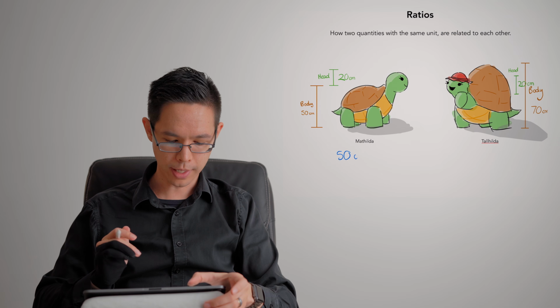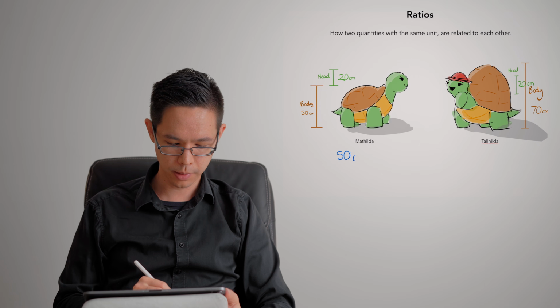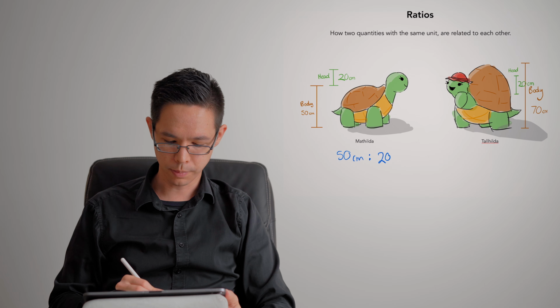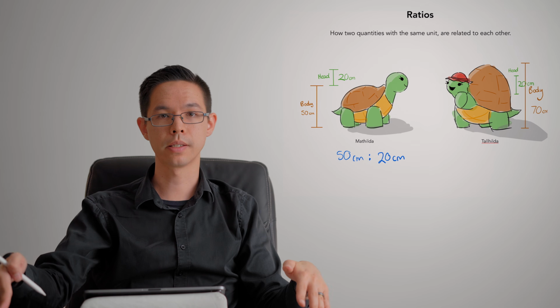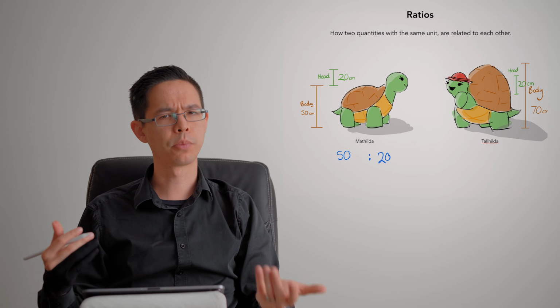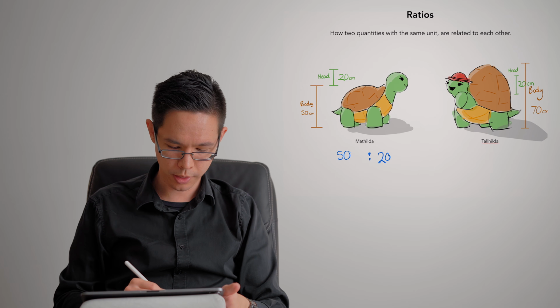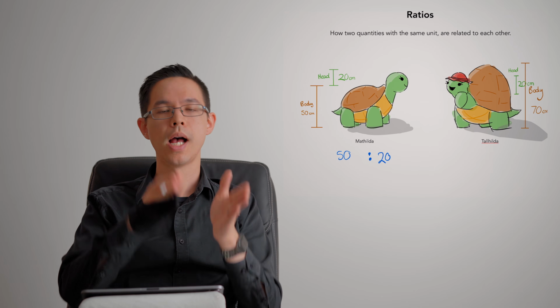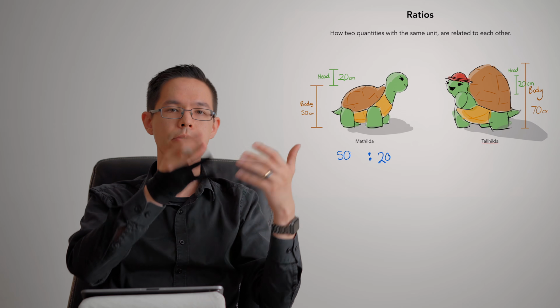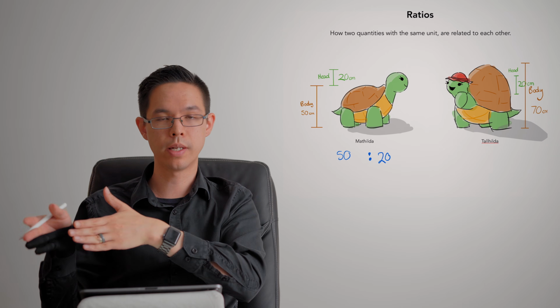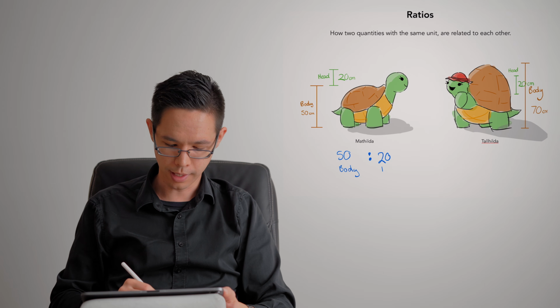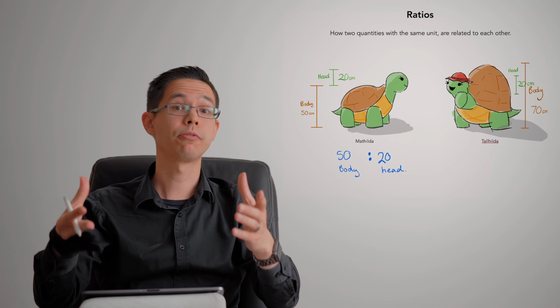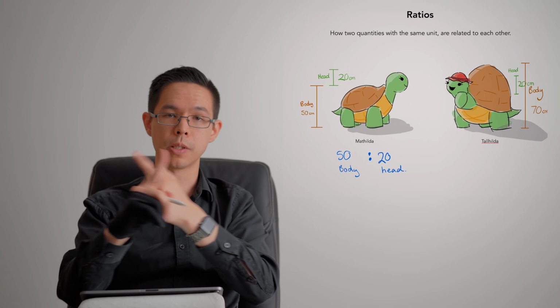We actually show ratios like this. 50 centimeters is to 20 centimeters. Now I just told you that with ratios we don't have units because they cancel out. So let's remove those. Now it looks like a proper ratio. We show ratios with this little sign here. It means "is to". So this says 50 is to 20. And you might have to say what that is about. So you might say body and then head, for example, to clarify which way around those numbers go.